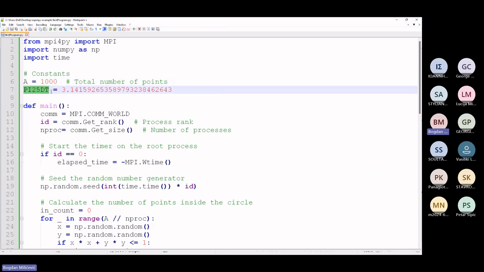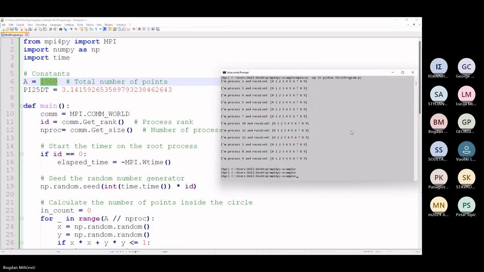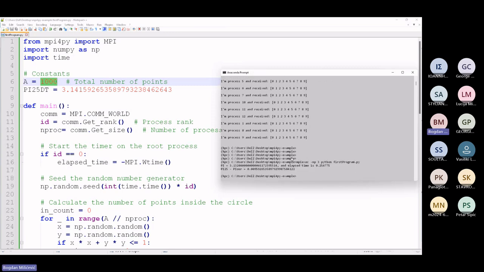And this is a pi value with 25 digits. So this is the accuracy of that. We will not, of course, achieve 25 digit precision with just 100 points. No chance. But let's try just to see if it works. Okay, so as you can see here, the pi value that we got is not correct. It's 3.13, and you see here the elapsed time that we needed to get this.